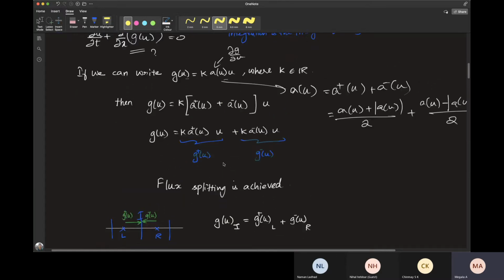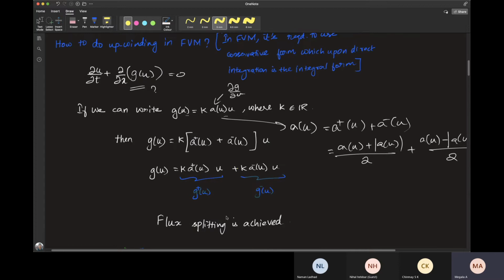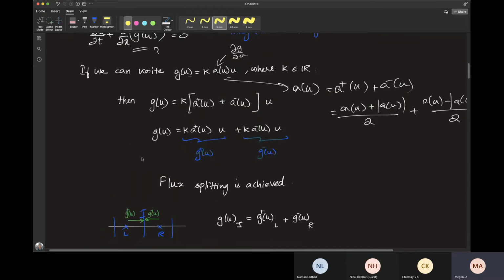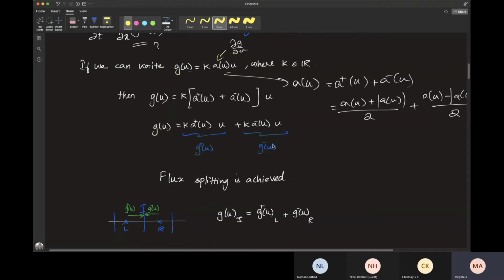So now how do we put that in our finite volume update formula? That again is another question. We have now seen how we can split any flux into positive and negative quantities just by this assumption, only if this assumption holds. If we have some kind of flux where this assumption does not hold, then it's not possible for us to split the flux into positive and negative.